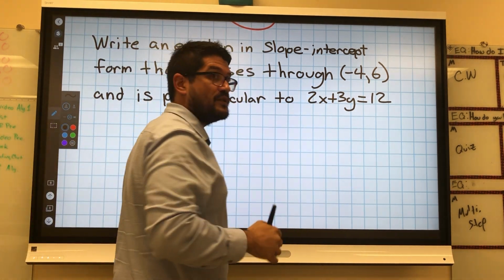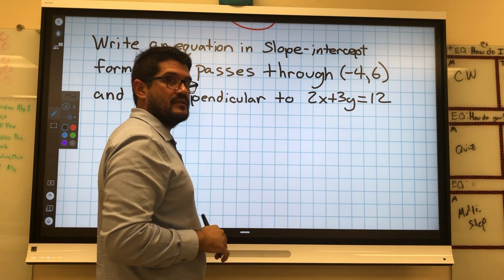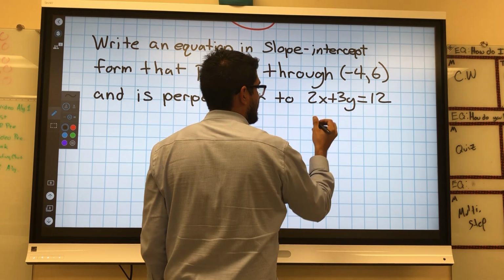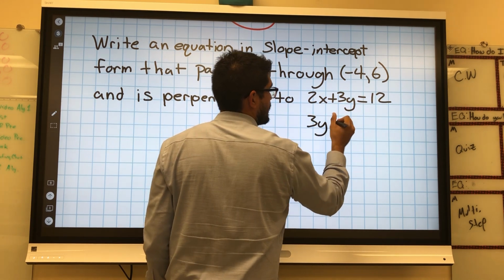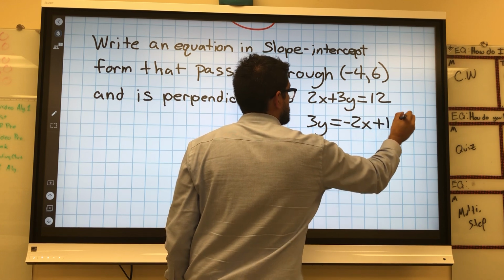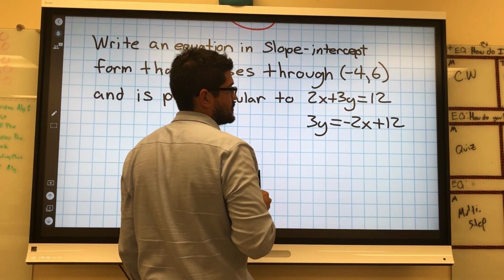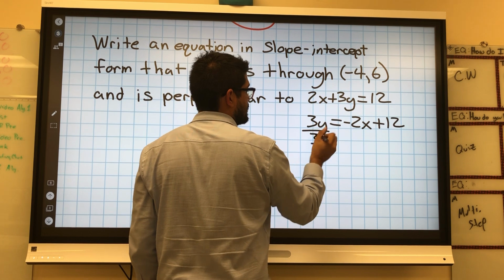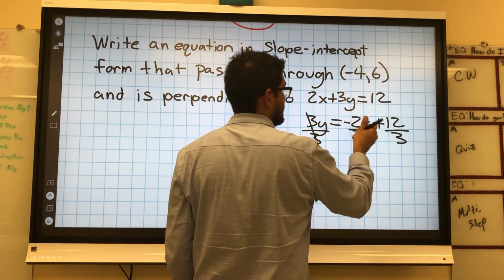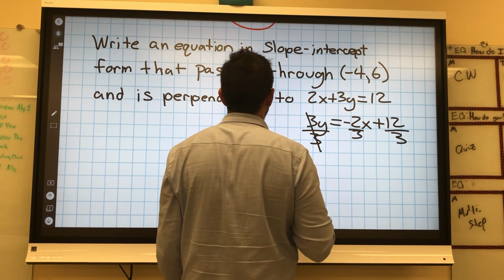So this is not in slope-intercept form, so I don't directly get the slope from this. I have to leave y by itself. So what I'm going to do is move 2x to the other side. So now I'm left with 3y equals negative 2x plus 12. Remember what happens when you move a number to the other side of the equal sign. Then I'm going to divide by 3, divide by 3, divide by 3. So now I have the slope. The slope is negative 2 over 3.